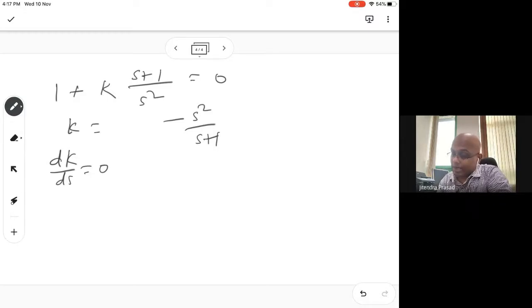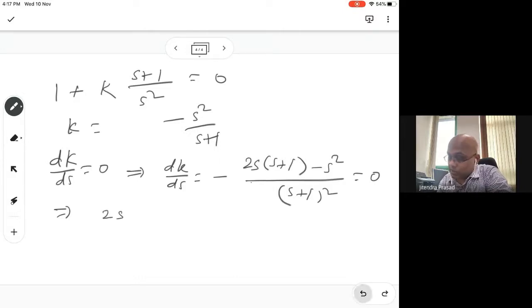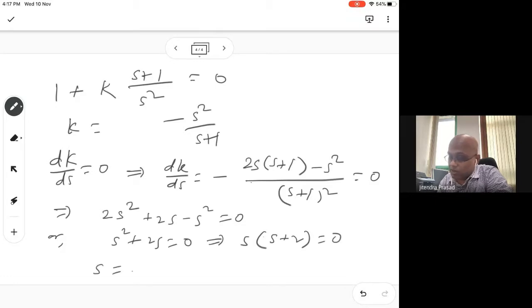Okay, so we can calculate now. This tells us dk over ds equals minus 2s times (s plus 1) minus s square, divided by (s plus 1) square, is equal to 0. This tells us 2s square plus 2s minus s square equals 0, or s square plus 2s equals 0. That tells us s times (s plus 2) equals 0, so s equals 0 and s equals minus 2.